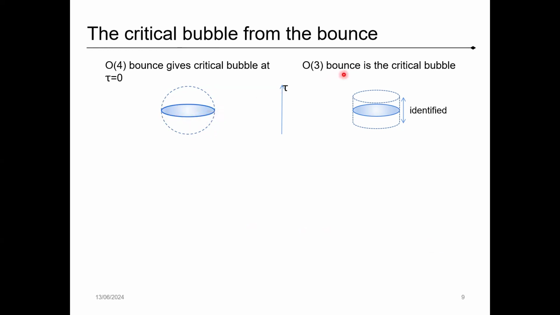For the O(3) bounce, which is actually for thermal phase transitions, the Euclidean time is periodic. You have to identify the Euclidean time, and your field configuration is actually tau independent. So at any tau, you get the critical bubble field configuration.